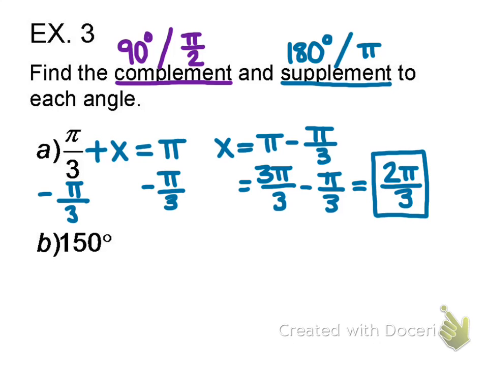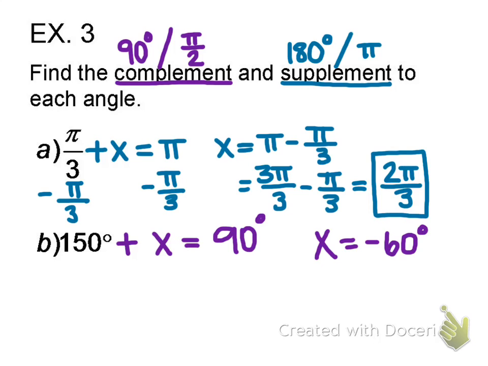Okay, next with the degrees, very easy. We're more comfortable with degrees, so it doesn't require as many steps. So 150 plus some angle has to equal 90. So I'm going to subtract 150 on both sides. So our angle has to equal negative 60 degrees to be the complement to 150 degrees.